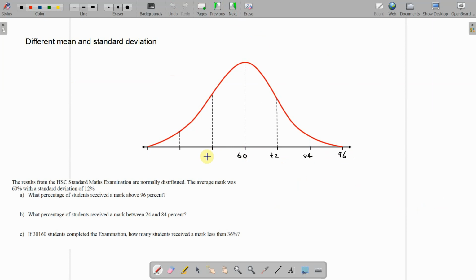Going back this way, 12 less than 60 is 48. Then we go down to 36, and then down to 24. So there's the standard deviations. One standard deviation, 60 to 72. Next one is 72 to 84, and 84 to 96. And we're going to refer back to the percents to see if we can answer these questions.